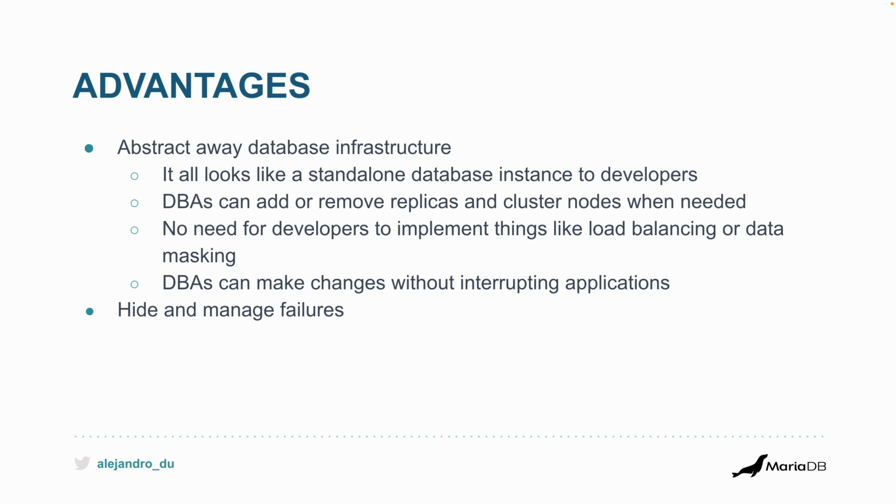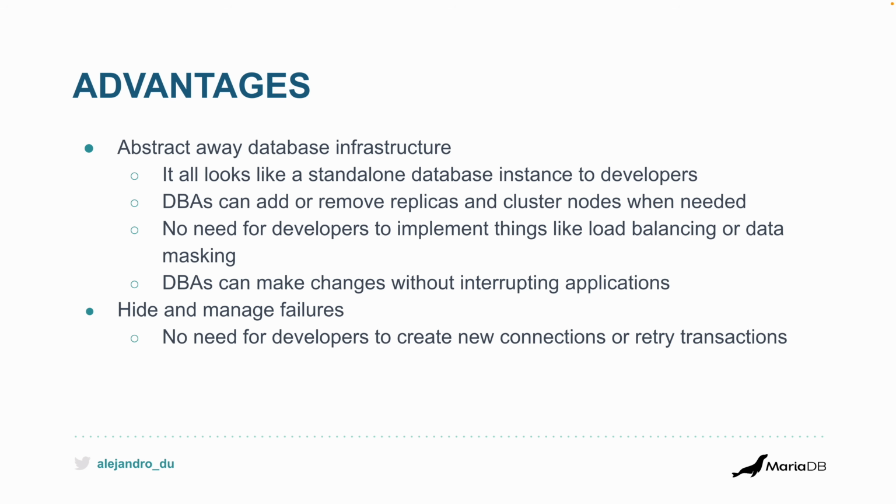Database proxies also hide and manage failures automatically, right? We saw that when a primary node failed, another one, a replica, was promoted as the new primary automatically. No need for manual intervention at all. There is no need for developers to create new connections or retry transactions. So when this happens, you don't need to have logic in the code that detects and handles the error and then tries 3, 4, 5 times. You can remove that code.